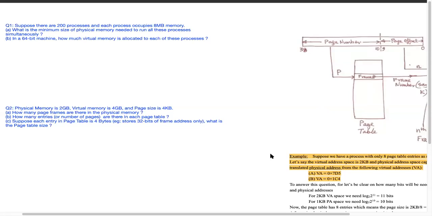which is way less than your virtual memory, 4 gigabytes, right? And that is still doable. 4 megabytes is doable as a data structure. Did everyone follow that? So here we are talking about the page table size. That is the key element that you have to focus on.